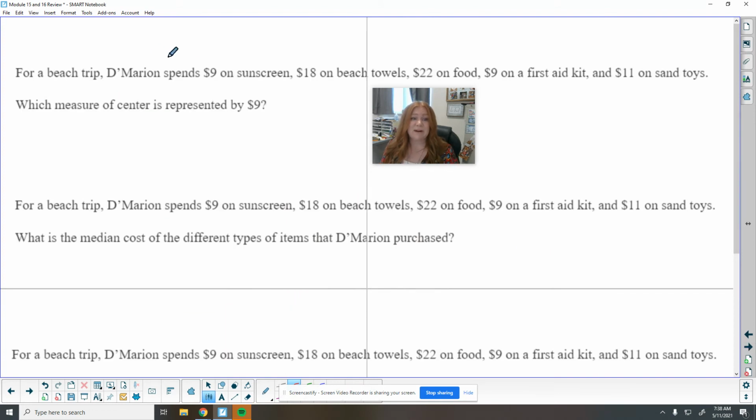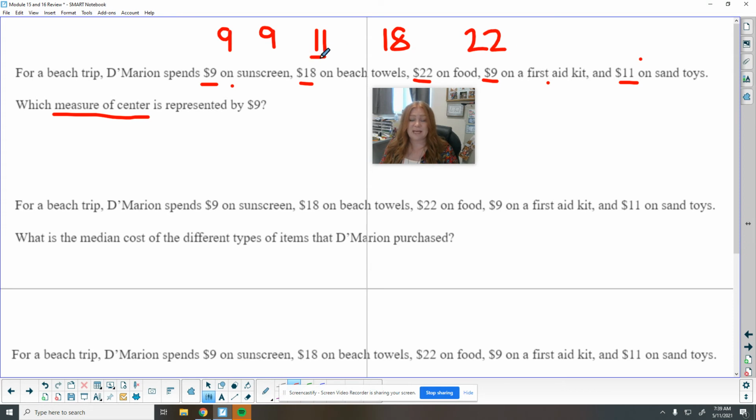Hey, for a beach trip, Marion spent $9 on sunscreen, $18 on beach towels, $22 on food, $9 on a first aid kit, and $11 on sand toys. So what measure of center, that's the mean, median, and mode, is represented by 9? So I'm going to put these numbers in order so I can look at them a little bit better. So I've got 9 on sunscreen, 9 on a first aid kit. I've got 11 on sand toys, 18 on beach towels, and 22 on food.